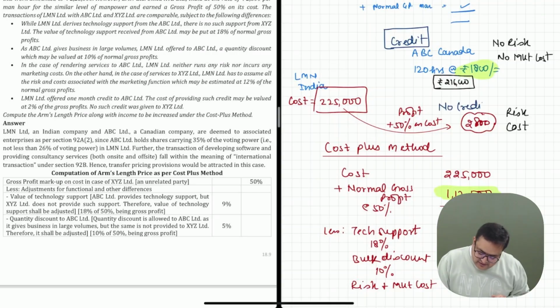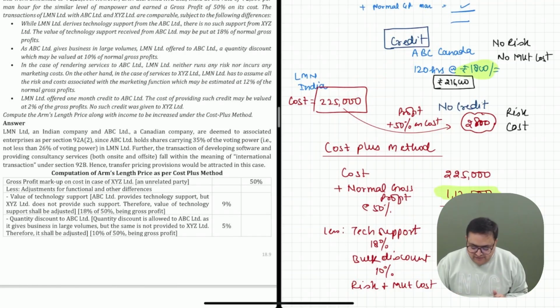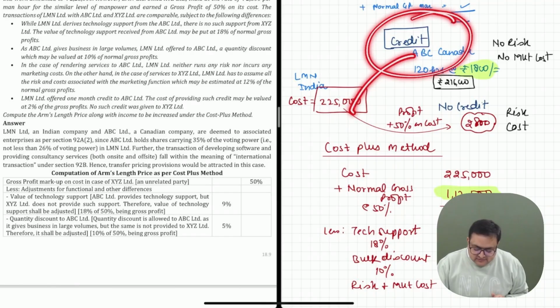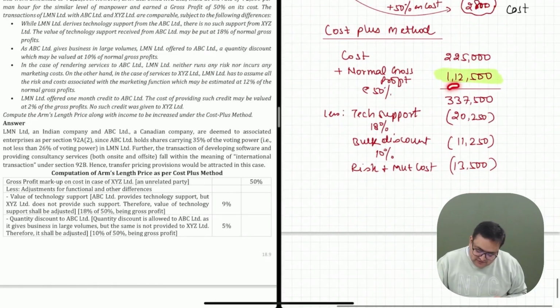So please tell me where the value would be more. So obviously we'll be charging more to ABC Canada because we are selling it on credit. So whenever we sell it on credit, we charge extra. But whenever we are selling it at the cash price, we are not giving a credit, so we will charge less. So here we have to add the credit amount also. And how much is it? It is 2% of the gross profit.